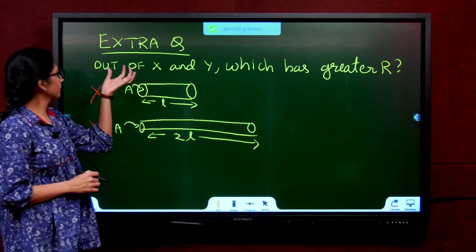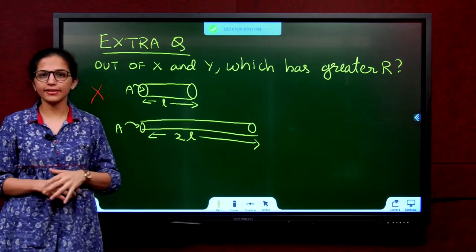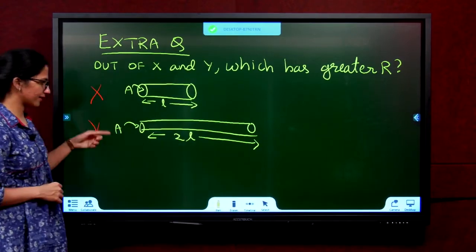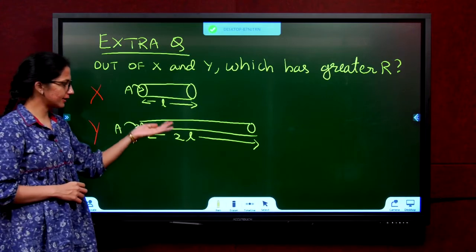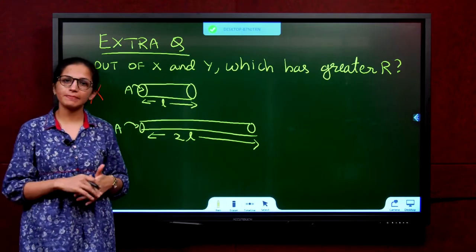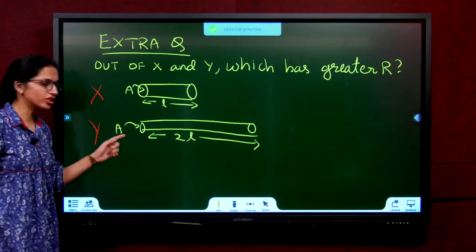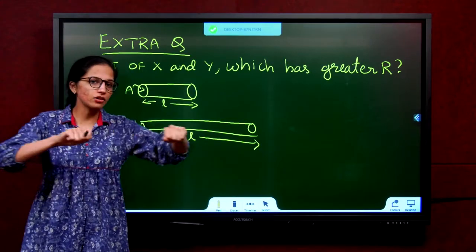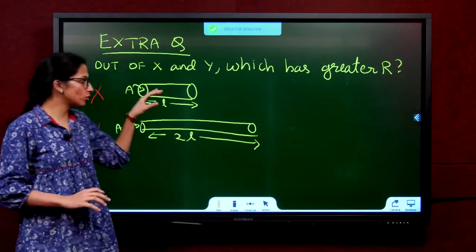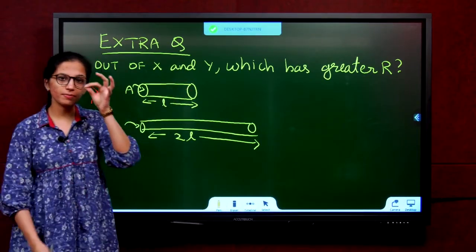Next extra question. Out of X and Y, which wire has greater resistance? There are two wires X and Y here. Which wire has greater resistance? Please observe, this is length L, this is length 2L. Just like the previous question, we have increased the length. But observe here, the area is not changing. Why? Because we are not taking this wire and drawing it into 2L. These are two separate wires that we have bought. One we are buying with length L and one with length 2L.